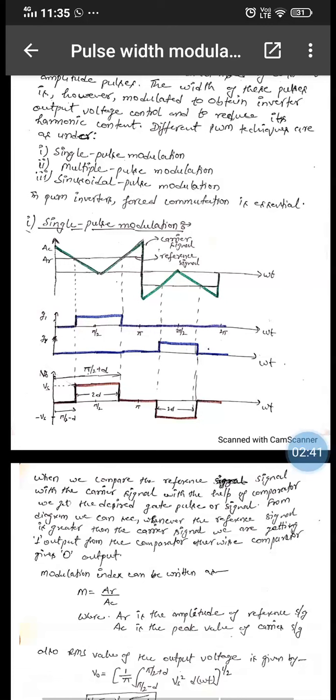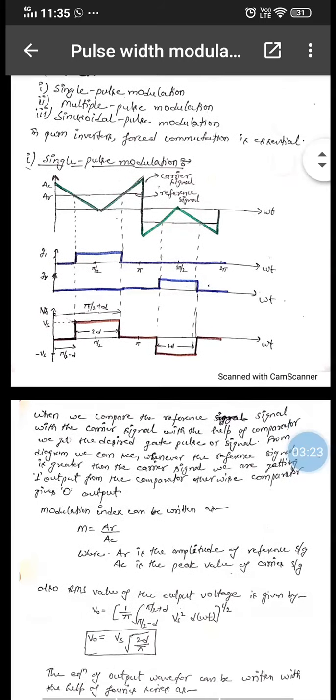Wherever the reference signal is greater than the carrier signal, we will get an output of 1. 1 means there will be an output signal. So in the second waveform, you can see we are getting a single pulse output. That's why we are calling it single pulse modulation. The width of this output will be 2D.